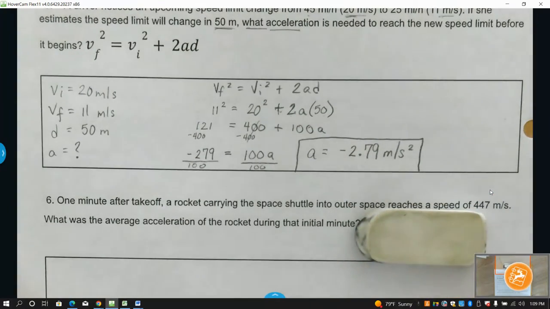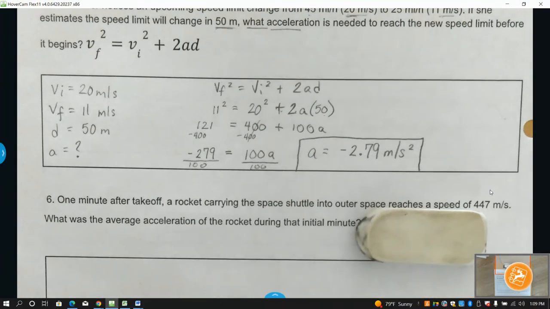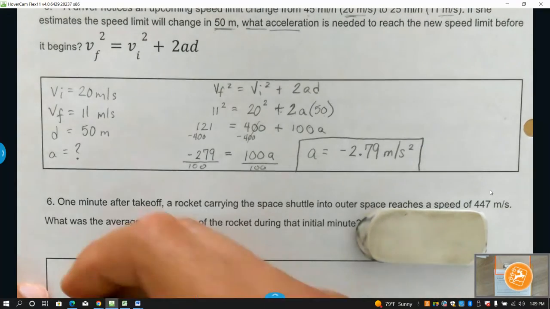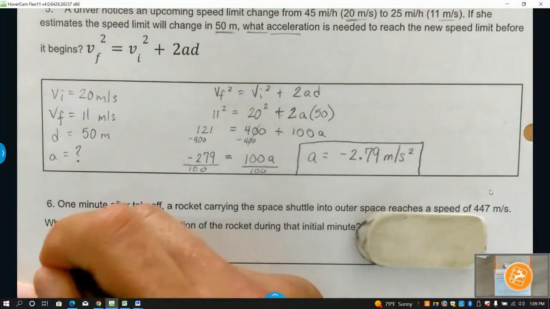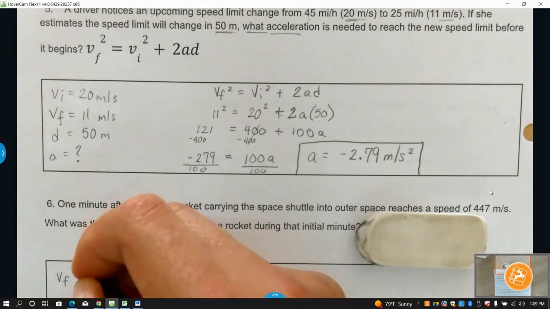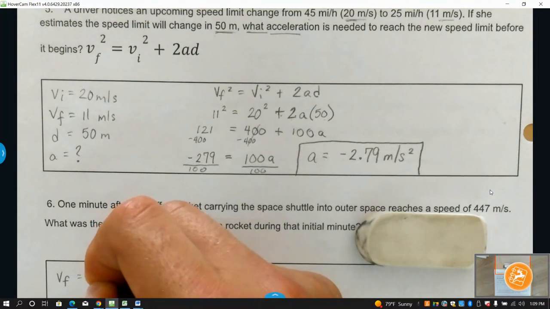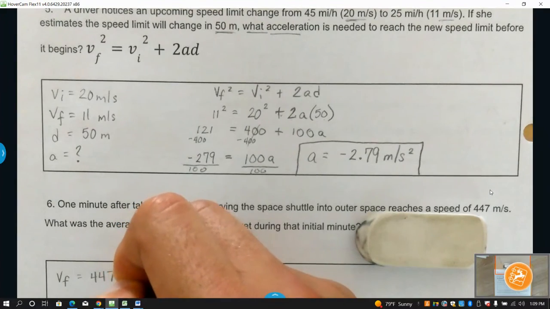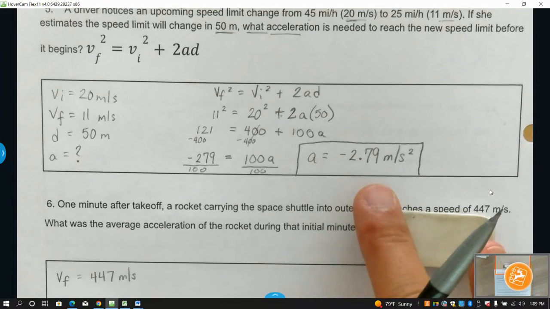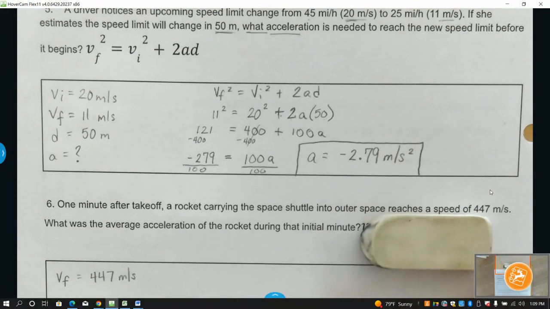So, when it says reaches the speed of, got to use your context clues. Basically, that's telling you that it got up to that. So, what would that be? Initial or final speed? Final, because that's what it got up to. So right there, guys, VF is 447 meters per second. So when you're looking at this problem, there's only one actual number given.